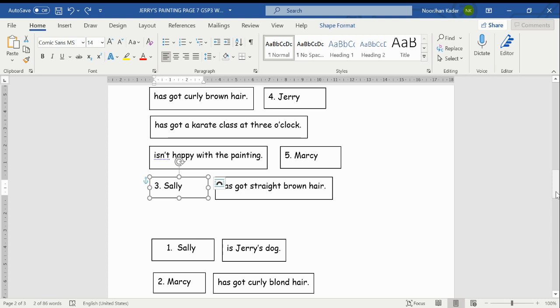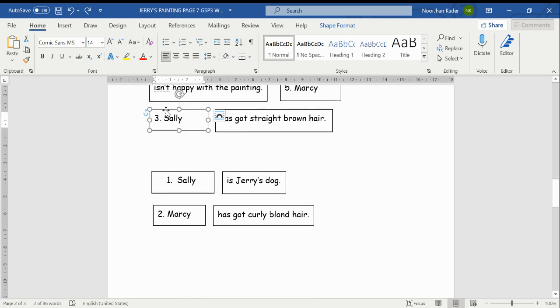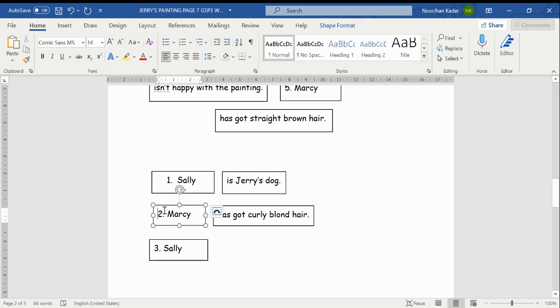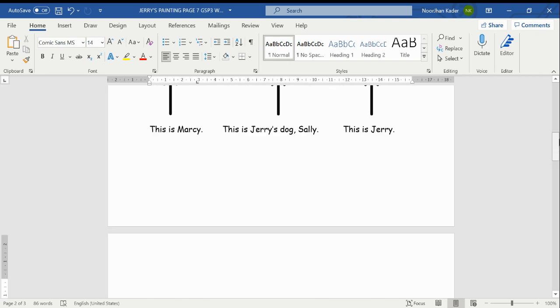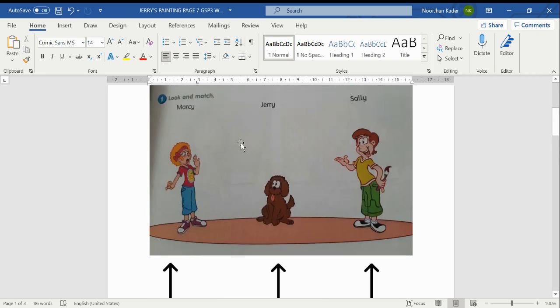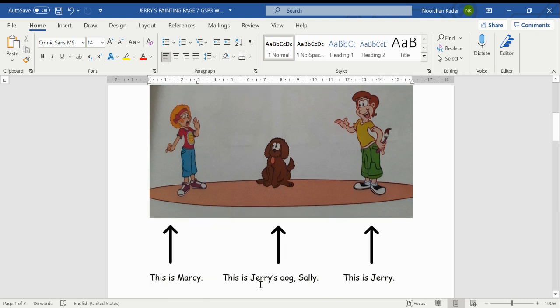Okay, let's go down. Sally. Which one is Sally? Let's look again. This is Jerry's dog, Sally. So this is Sally. This is Marcy. This is Jerry, and this is Sally. This is Jerry's dog, Sally. So Sally is Jerry's dog. Don't mix up with the girl. Don't mix up with his friend, okay?